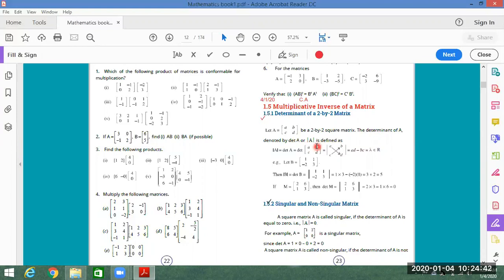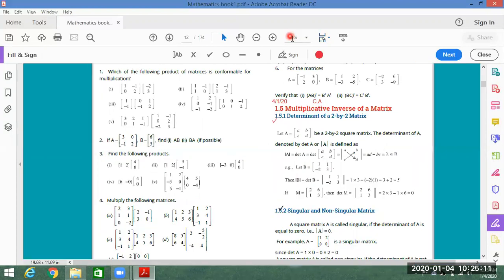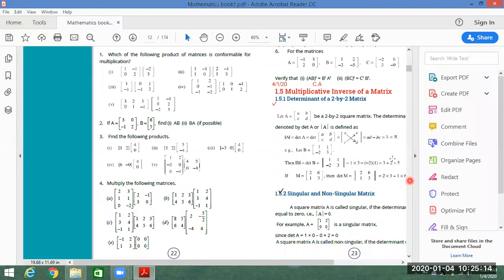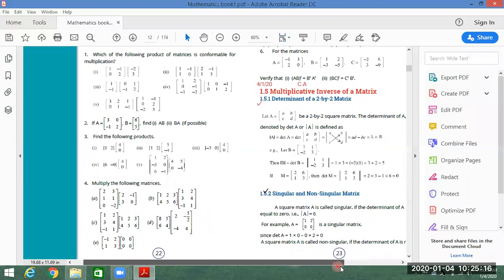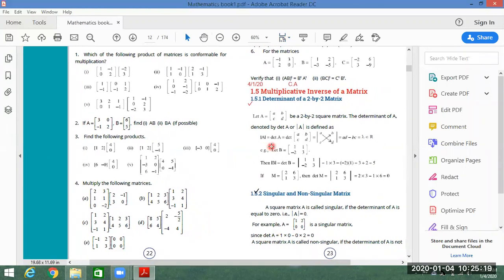So A is a matrix which has the order 2 by 2, and it is a square matrix. We have to find the determinant of matrix A. How do we find the determinant? Determinant A is equal to det of the matrix a, b, c, and d.